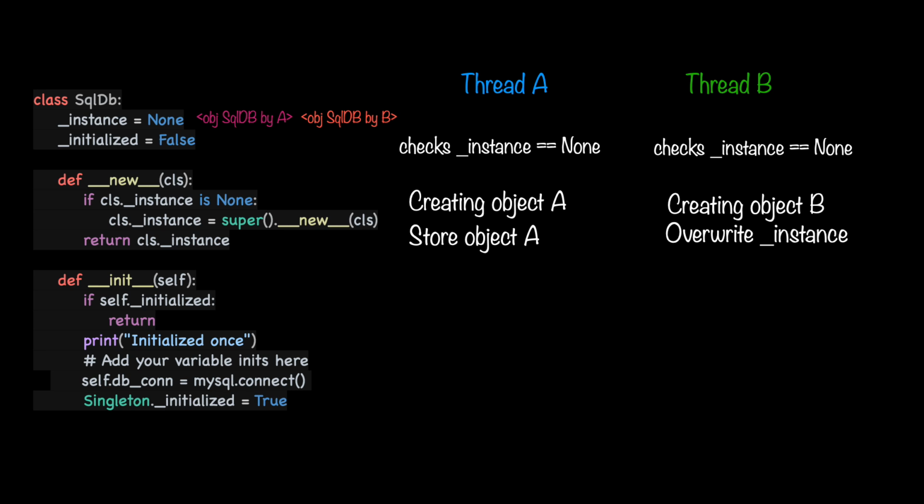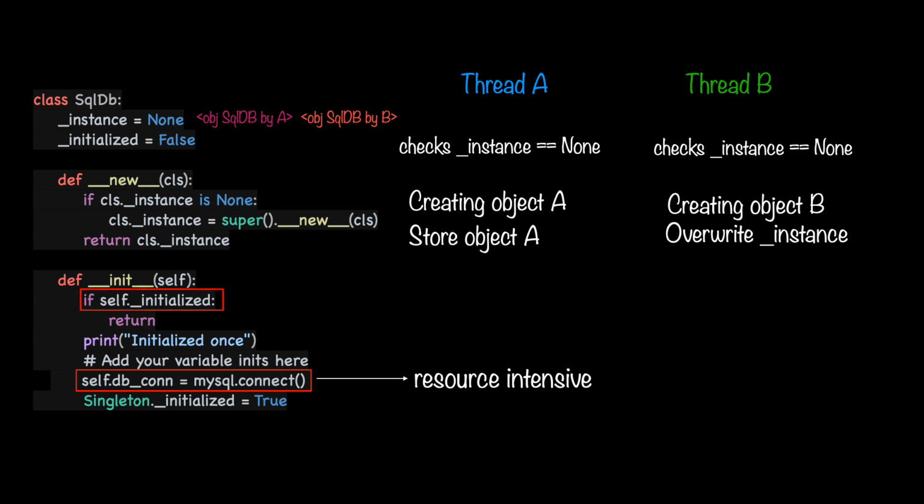The same thing will happen with the init method. Suppose thread A is at the stage of making a connection to the database. It is a bit resource intensive task. That means it will take some time. In the meantime, thread B sneaks into the init method and tries to check the condition.